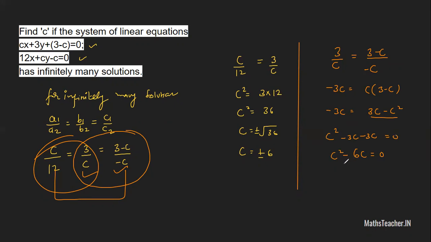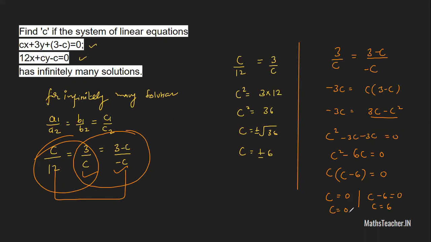Now you can see there is something common here. We can take c common, so it will be c times c minus 6 is equal to 0. So basically there are two cases, c is equal to 0 and c minus 6 is equal to 0, and this is coming out to be c is equal to either 0 or c is equal to 6.